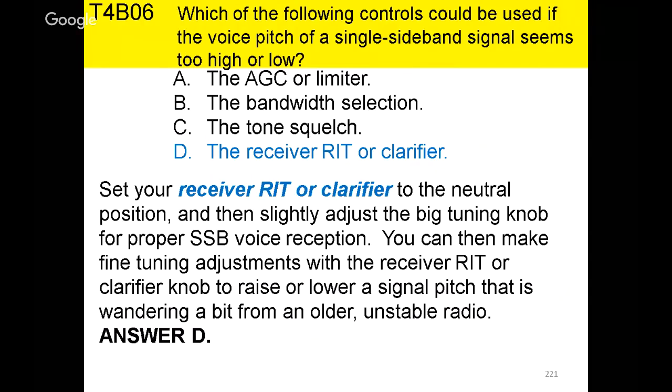It's called clarifier in CB, but it's a receiver incremental tuning. It actually shifts the IF signal internally so that you can clear up the received signal so that they sound pretty much normal without changing your transmit frequency and messing it up on the other end. So that's what you're using, the RIT or the clarifier.